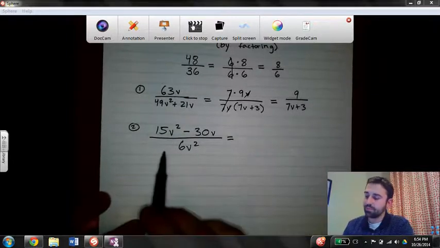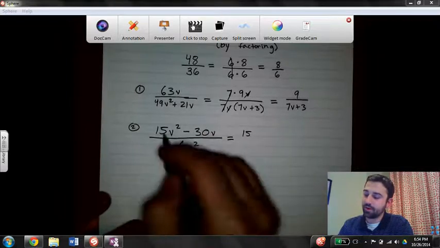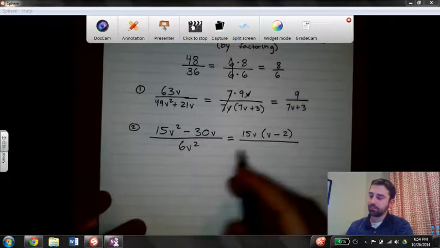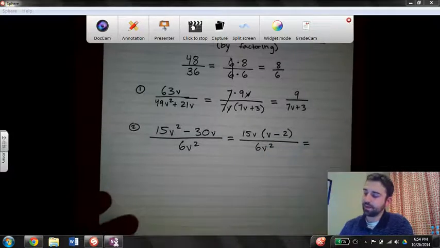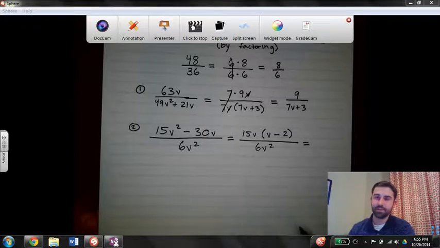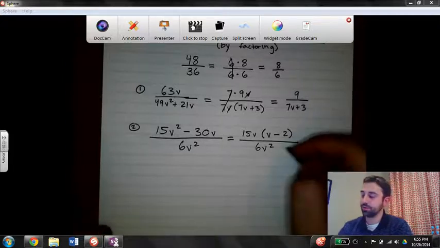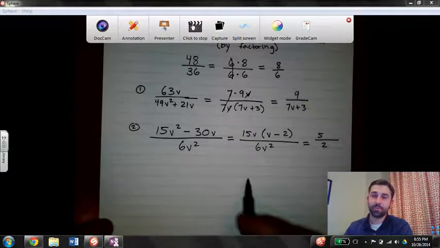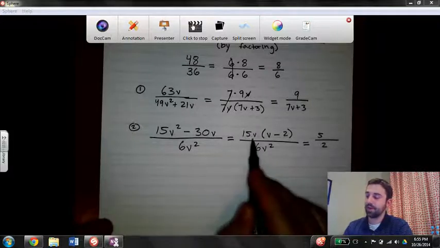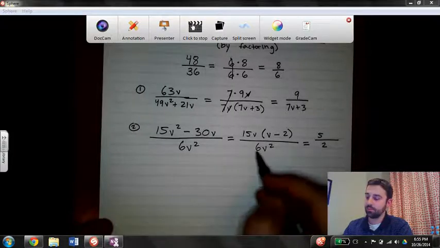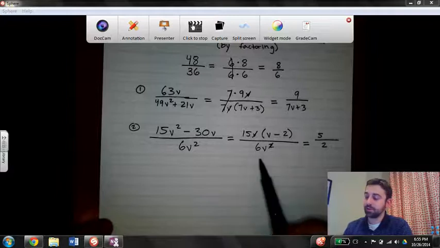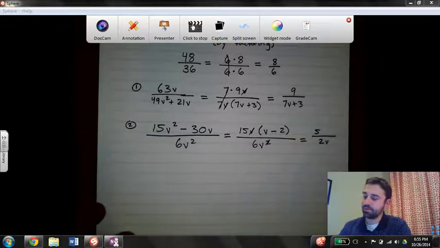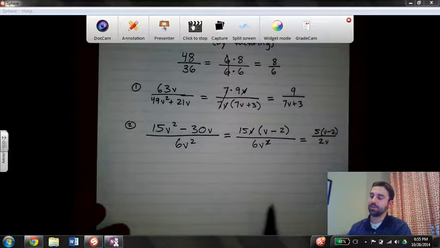So I can simplify by pulling out a 15, or factoring out a 15v in the numerator, leaving me with v minus 2 divided by 6v squared. Now from here you can list out factors of 6 and 15, or you can just see that 15 and 6 will reduce down to 5 over 2, because if I were to factor out a 3 from both terms, those 3's would cancel and I'd be left with 5 and 2. And then notice that this v and v squared will cancel. You also can use exponent rules and subtract your exponents down to simplify, leaving me with a v in the denominator and then the v minus 2 in the numerator.